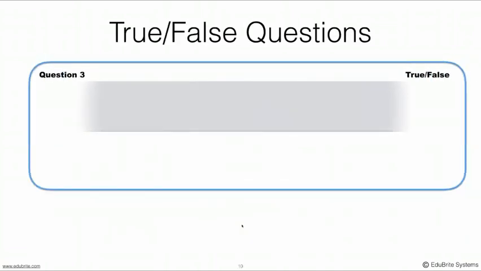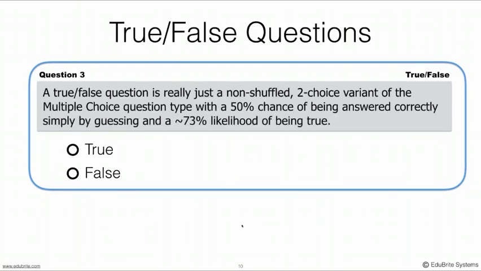True-false questions. Again, type in the chat box with your answer for this one. I really discourage the use of binary true-false or yes-no questions, but here goes. A true-false question is really just a non-shuffled two-choice variant of the multiple choice question type with a 50% chance of being answered correctly simply by guessing and a 73% likelihood of being true.